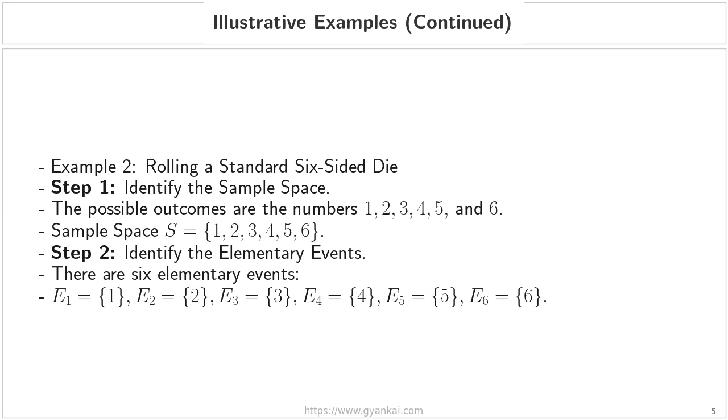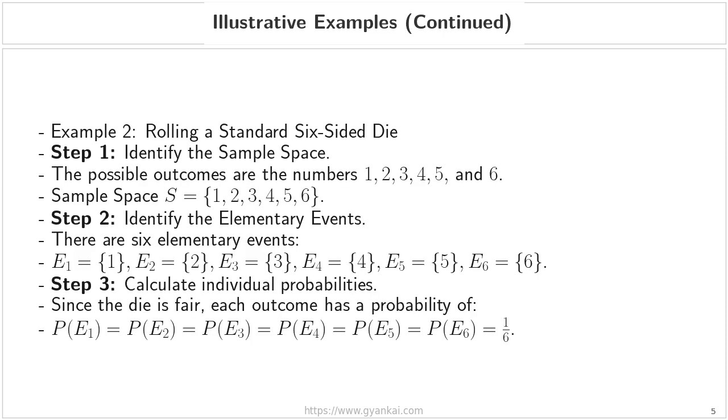Remember from our previous slides that an elementary event is just a single outcome. In this experiment, we have 6 distinct elementary events. We can label them as E sub 1, which is the set containing 1, E sub 2, which is the set containing 2, and so on all the way up to E sub 6, which is the set containing 6. Each of these is its own individual, unbreakable building block.